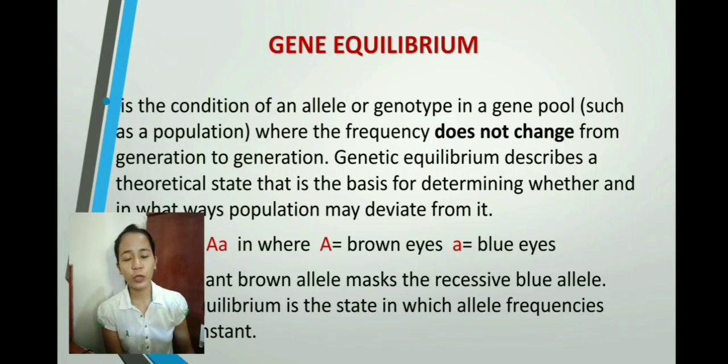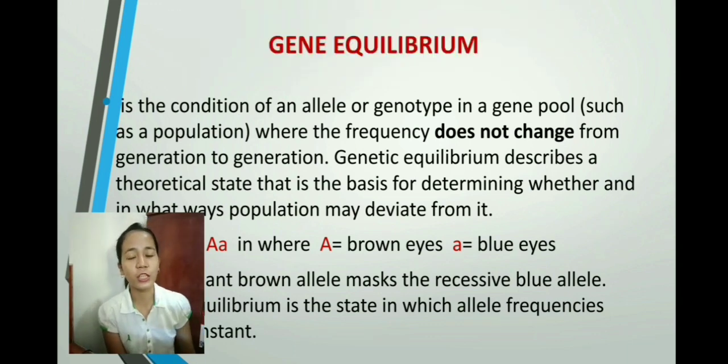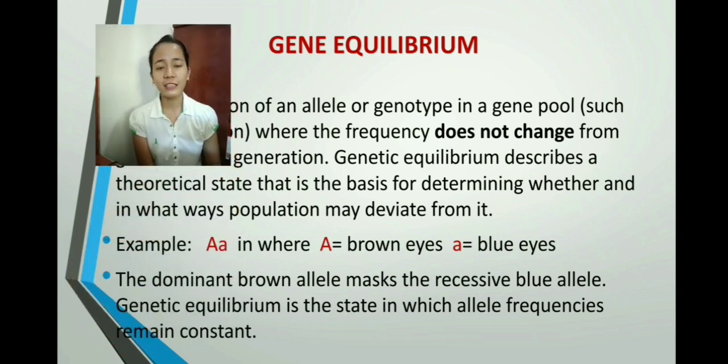So for gene equilibrium, it is the condition of the allele or the genotypes in a gene pool, such as the population, in which the frequency does not change from generation to generation. Genetic equilibrium is discussed as the theoretical state that is the basis for determining in what ways a population may deviate from it.